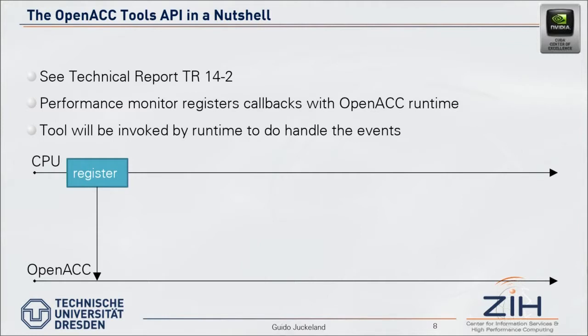Basically how it works in a nutshell is the performance monitor registers callbacks with the OpenACC runtime. Your application is what you're doing right here, and this is not your application. Basically the Score-P tool, or your gprof, or whatever your OpenACC capable performance tool is, registers those callbacks, not for every routine, just the ones that you're interested in, depending on what you want.